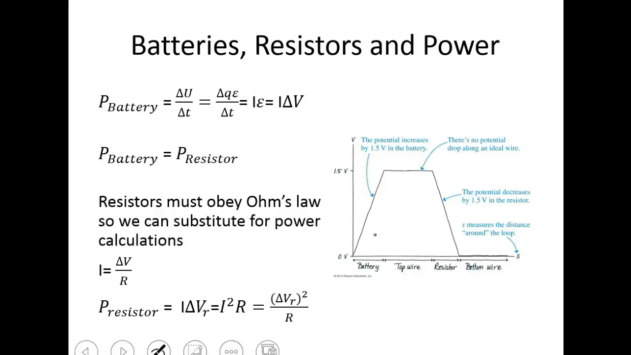Last but not least, I want to talk about batteries, resistors, and powers. So the power of a battery is equal to the EMF of the battery times the current. And the power of a battery is also equal to the power of a resistor. Resistors must obey Ohm's law so that we can substitute for power in our calculations. So what we wind up with is that the power of a resistor is actually equal to the voltage difference across that resistor squared divided by the resistance. And so know that power is ultimately pretty closely related to Ohm's law.